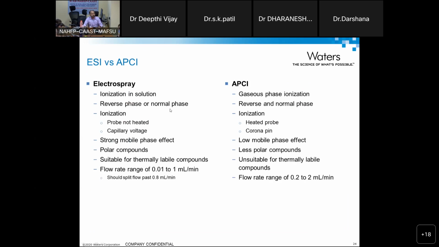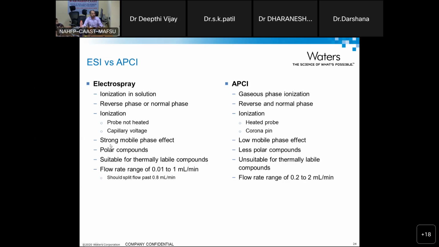Both the techniques can be used with reverse phase or normal phase chromatographic techniques. In case of electrospray ionization, the probe is not heated. Okay, we apply a capillary voltage to promote the ionization, whereas in case of APCI, the probe is heated to a high temperature ranging from 400 to 600 or 650 degrees to promote the vaporization, and then further it moves to the corona pin. In case of electrospray, we apply a capillary voltage, okay, whereas in case of APCI, we apply a corona pin or corona discharge pin voltage. Okay, so that is the basic difference between electrospray and APCI.